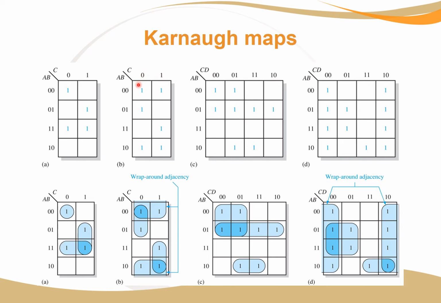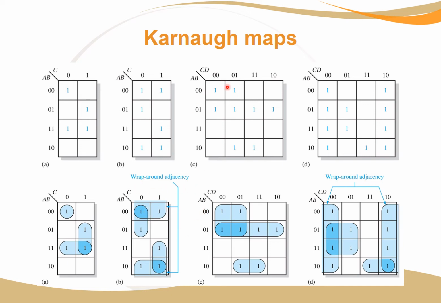Now in this group, remember the top and the bottom part are adjacent. So we can group these 2 with these 2 to make a group of 4, as shown here. And then we can group these 2 together and those together, because they contain a non-common 1. And this is exactly what we said, wraparound adjacency.